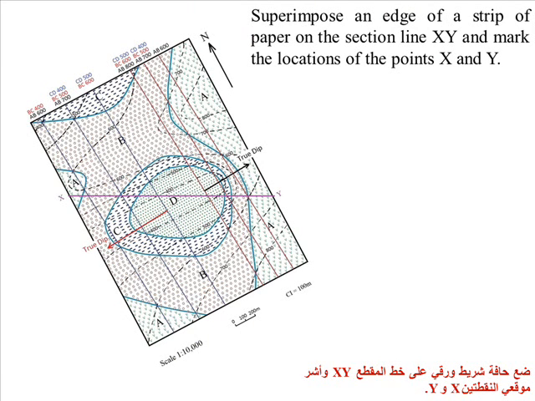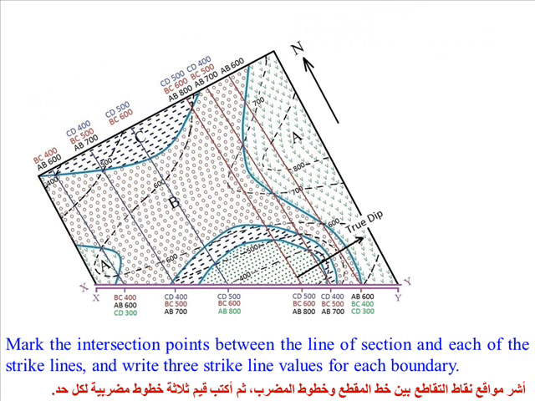Superimpose an edge of a strip of paper on the section line XY and mark the location of the points X and Y. Mark the intersection points between the line of section and each of the strike lines and write 3 strike line values for each boundary.